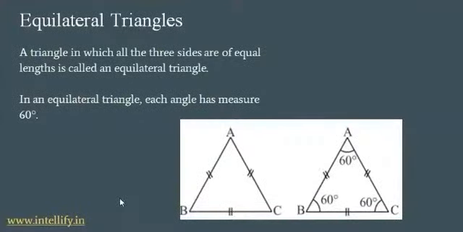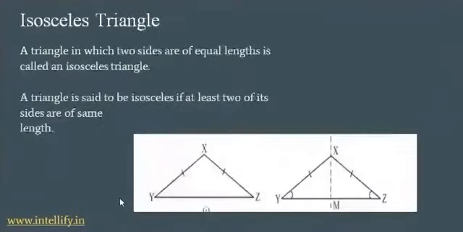The confusion arises in the next special type of triangle, which is called the isosceles triangle. Basically, this triangle is the one which has two sides of equal lengths and the third side is of unequal length. For example, in this particular triangle, XY and XZ are of equal length. However, YZ is not equal to XY, neither equal to XZ.